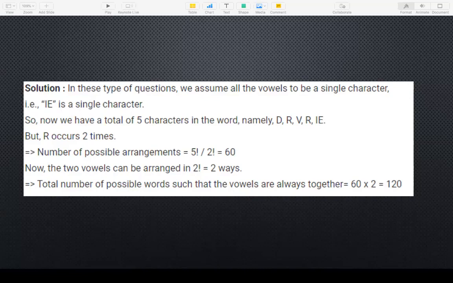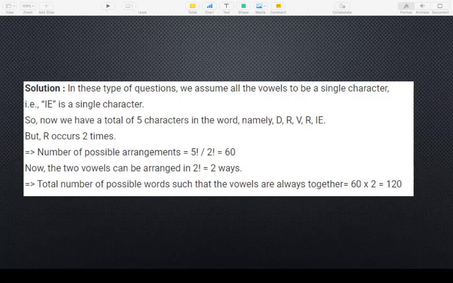So if you have tied IE with a rope, then how many letters are you left with? You are left with 5 characters: D, R, V, R, and IE together. Now these 5 letters could have been arranged in 5 factorial ways, but R is repeating 2 times, and that is why that 5 factorial will get divided by 2 factorial. Now 5 factorial by 2 factorial is 60.